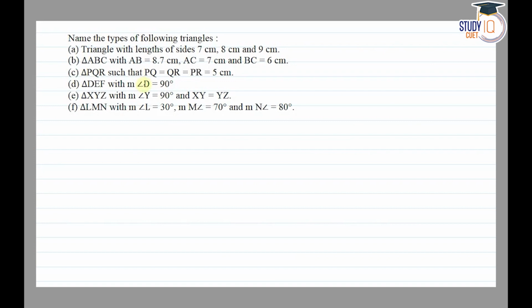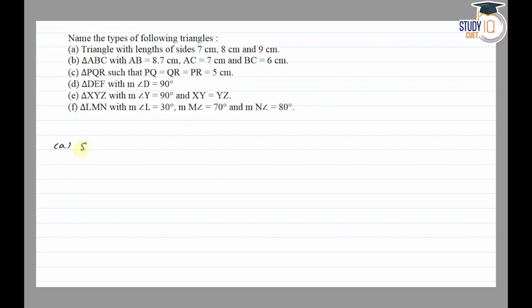Hello everyone, this question appears in the Class 6 NCERT chapter Understanding Elementary Shapes. This is the first question of Exercise 5.6. The question says: name the types of the following triangles. Part A is a triangle with sides of lengths 7, 8 and 9 centimeters. So all sides are different.